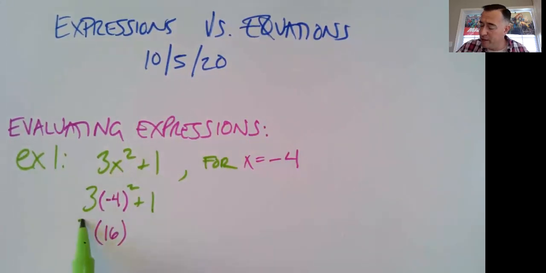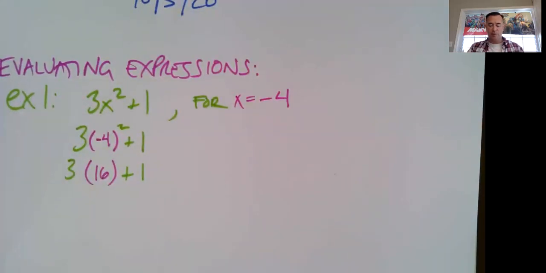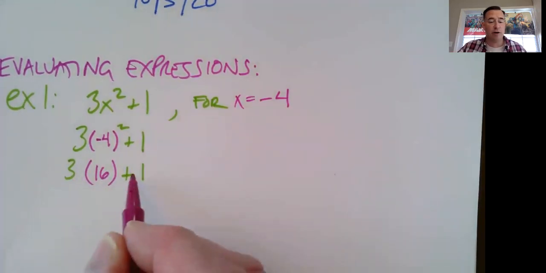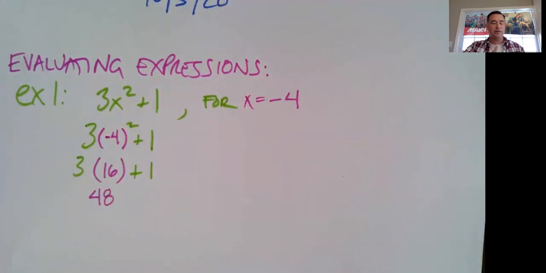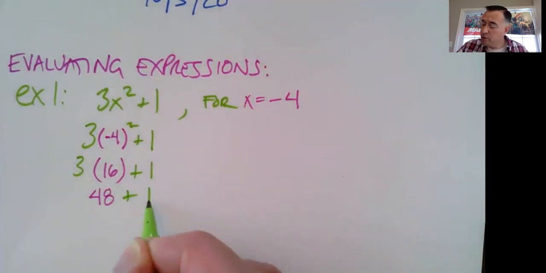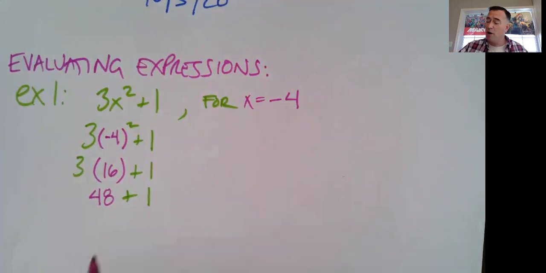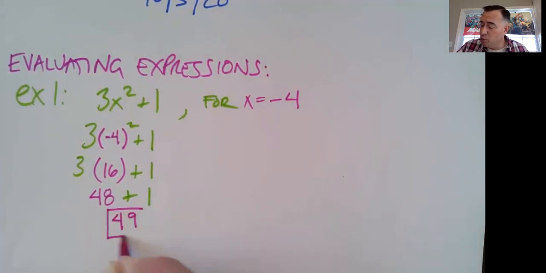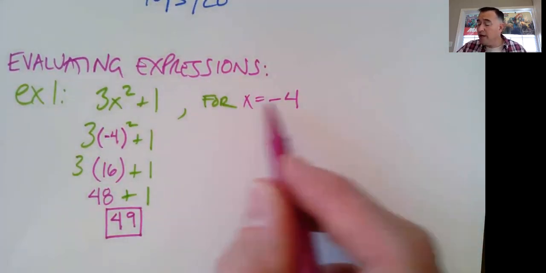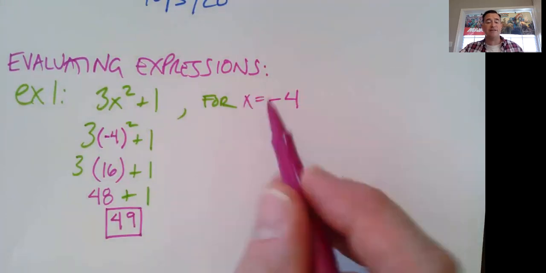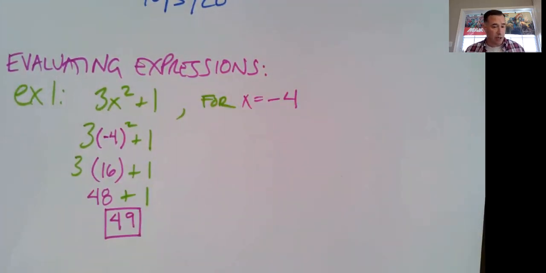The other stuff I write around the outside of it, 3 times 16 plus 1. Now, if I do that next step, then we do 3 times 16. 3 times 16, that comes before addition. 3 times 16 is equal to 48. We still got this plus 1. So at the end of this, our final answer for this problem is going to be that we get 49, because that's what 48 plus 1 is. So to evaluate this expression, when we plug in x equals -4, that is the value that gives us 49 as a result.